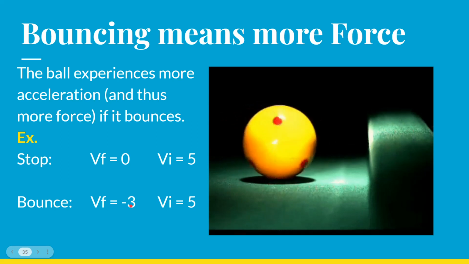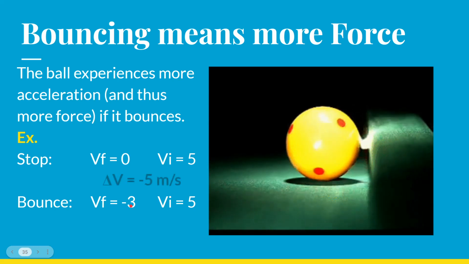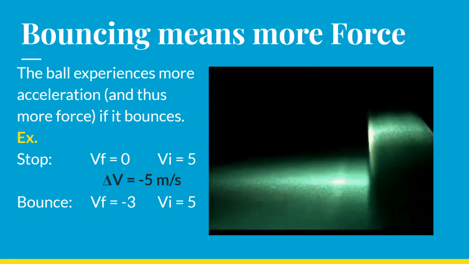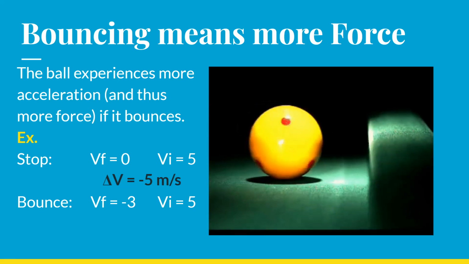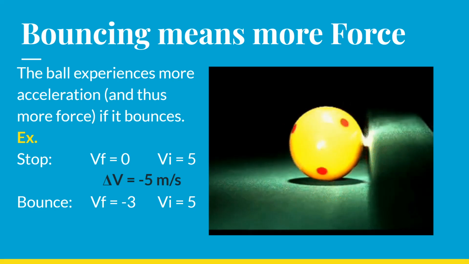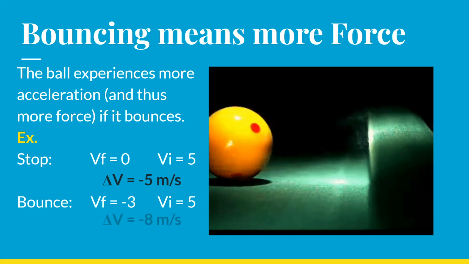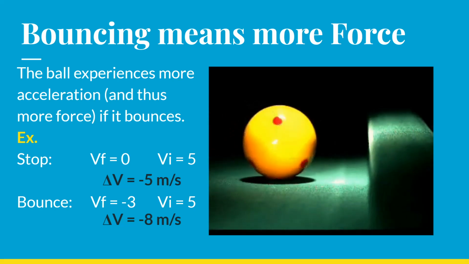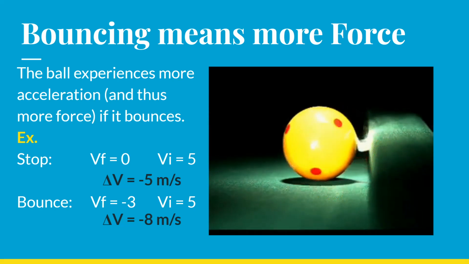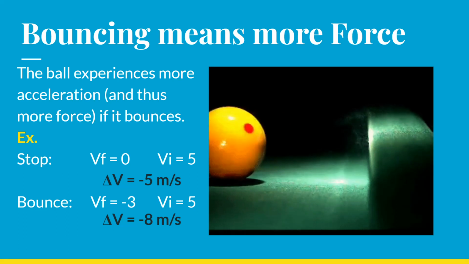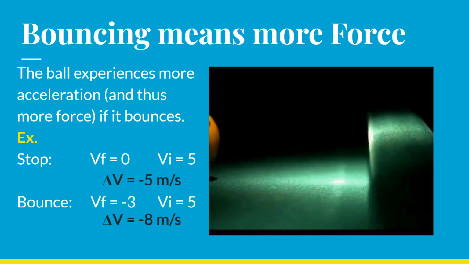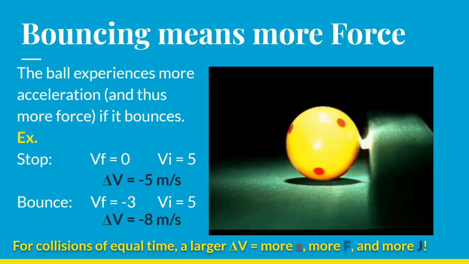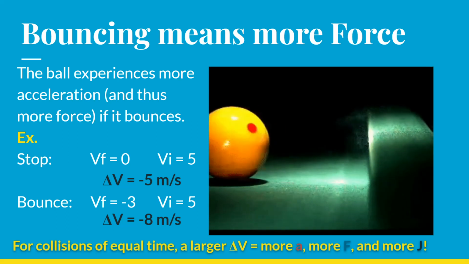All right, so I have these two different scenarios. My change in velocity for the ball that stops is -5. My change in velocity for the ball that bounces, on the other hand, is not 2, it's -8. To go from 5 to -3 is a change of -8. That is a greater change in velocity if we assume, and I have to tell you this, that this happens in the same amount of time. The bounce versus the stopping.